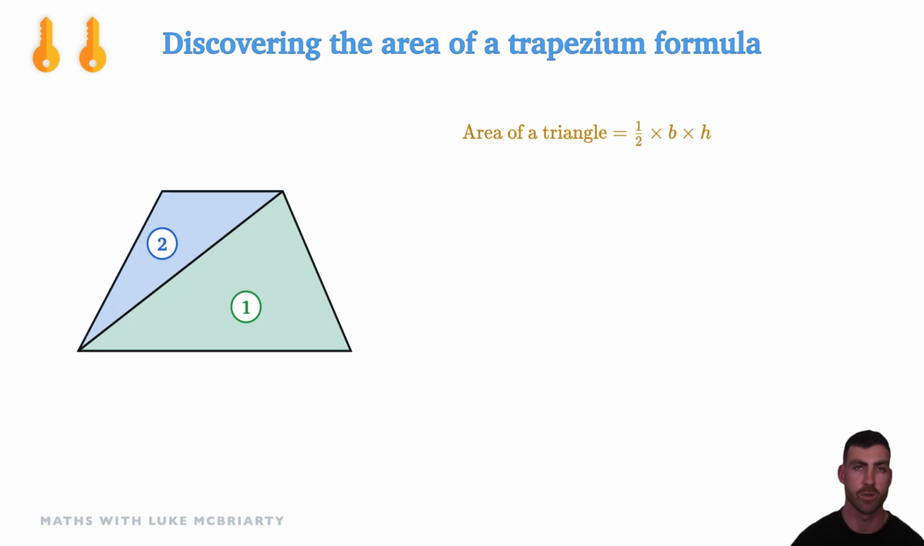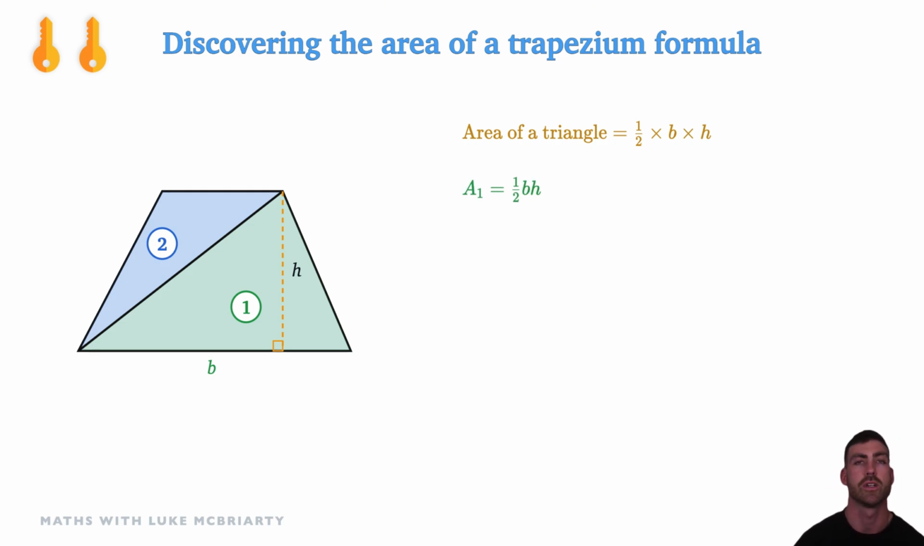Let's start with triangle 1. Its base is this side. We'll call that length B. Its perpendicular height is this distance here. We'll call that H. So the area of triangle 1 is half times base times height.